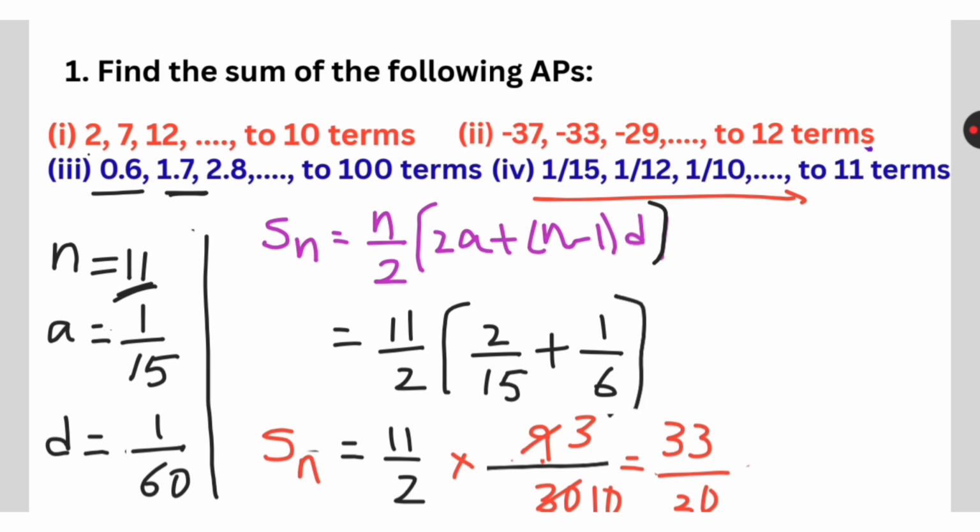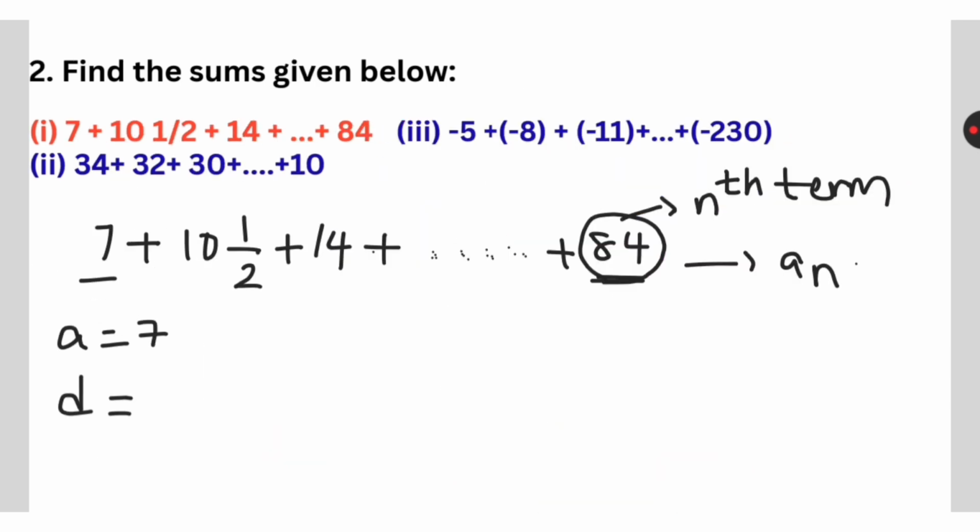In the previous question they said 1 over 15, 1 over 12, 1 over 10 and so on up to 11 terms. So there they are not giving which term it is, and all these terms are up to 11 terms. That means they have given only n. In the second question they have given 84. This is not n, this is the nth term, which is an. That means here they have given an, which is 84. Let's find the common difference. a2 minus a1. What is a2?